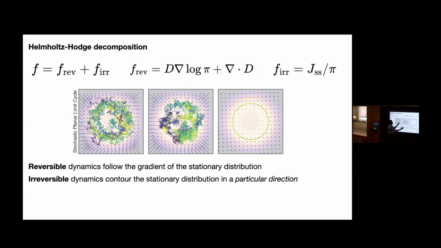The reversible part just keeps you on the stationary distribution. It's just related to the gradient of the probability distribution. And then the irreversible part is the bit that sends you around the circle. And if you can split this process up in 2, you can really see what's going on, right? So you have these forces which are kind of keeping you on the donut and these that are sending you around the donut. Okay.